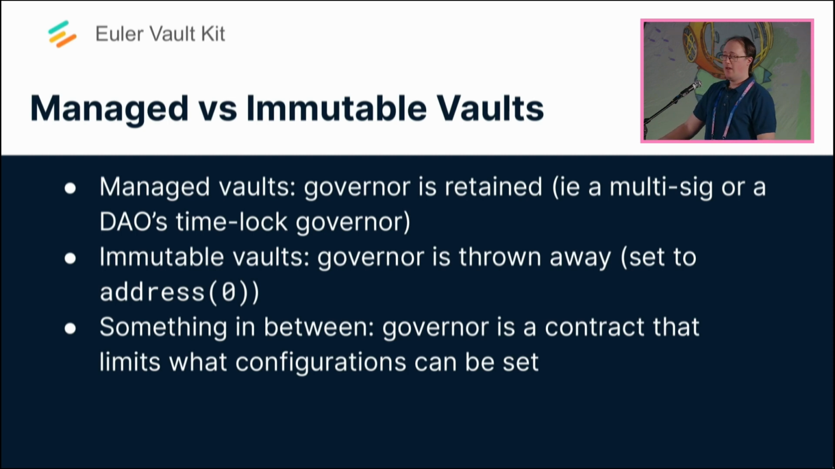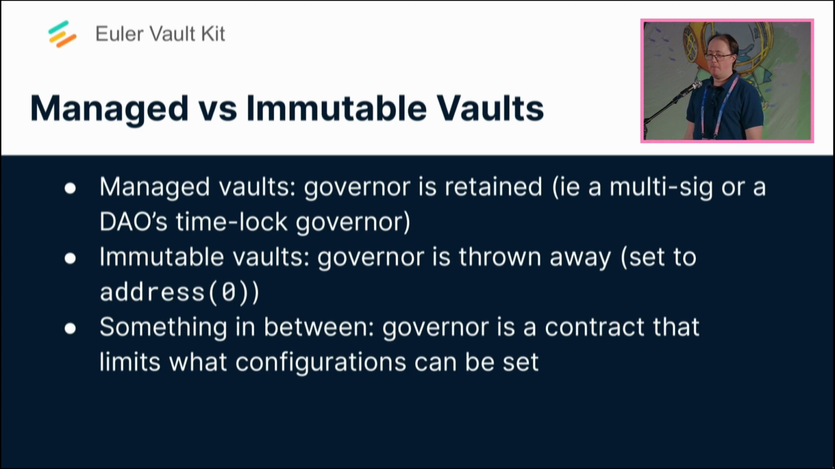On the other end of the spectrum, if you take that governor and you throw it away, in other words, you set the governor's address to be address 0, meaning no one can invoke the governance methods, we call those immutable vaults. Okay? In which case, the configuration that was set up for the vault at its creation is now fixed and will not change. And there's also a spectrum of different vault governance strategies in between that, right?